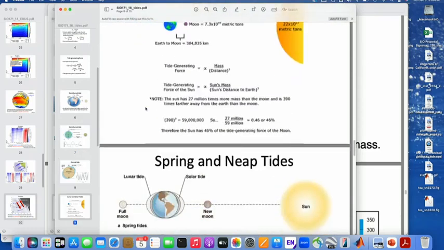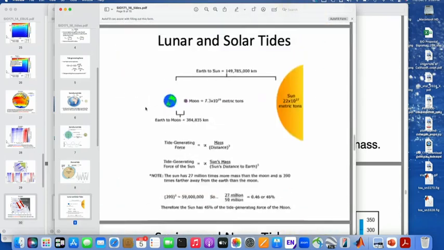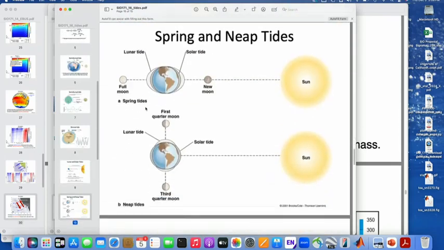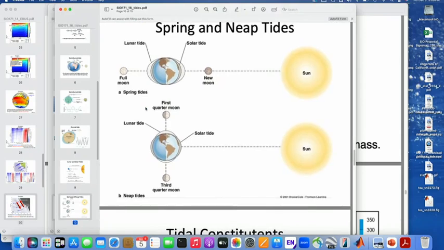So let's see, what else do you need to know? How do the Earth, the moon and the sun both matter? That's what leads to spring and neap tides. When the sun and moon line up, these bulges are even bigger, so that gets you spring tides. And when they're out of phase, like during the quarter moons, that's when you get neap tides.